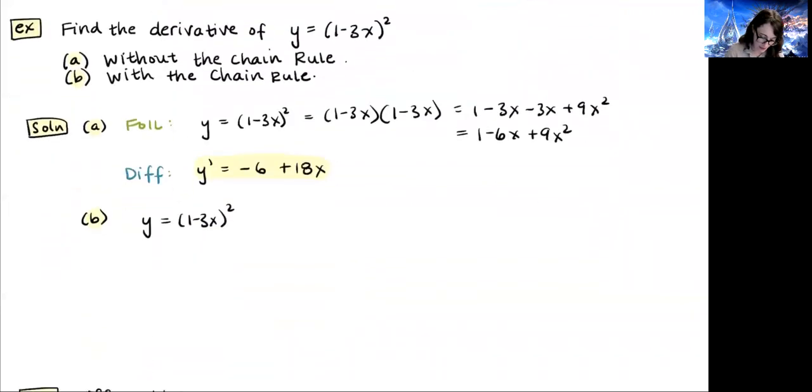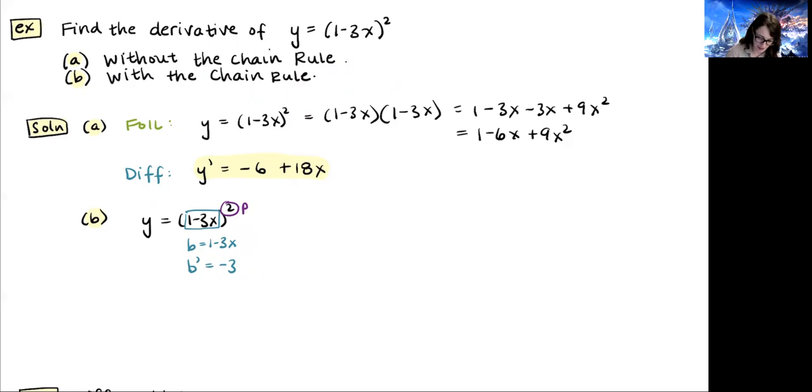To have a little structure on this, I usually just write down what the base is underneath. Again, it's just all of this stuff that's raised to the power. Now I know in the formula I'm going to need the derivative of this, so I'm just going to figure out what that is separately. 1 minus 3x's derivative is negative 3. Then we have this 2 up here, and that's the power. So what we're thinking is, we've got some stuff to the second power. How would we differentiate that?